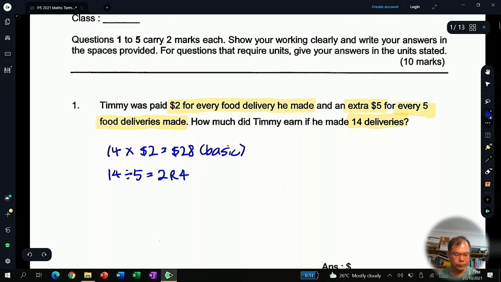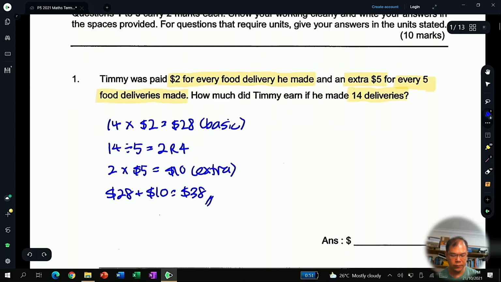So he actually made 14 deliveries, so he will earn 2 times the bonus, so he will earn $10 extra. So total he will earn $28 plus another extra $10, so he will earn a total of $38. Question 1.